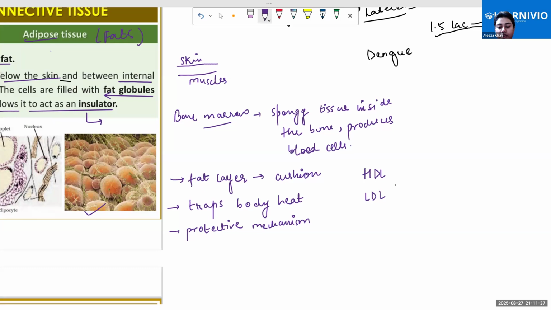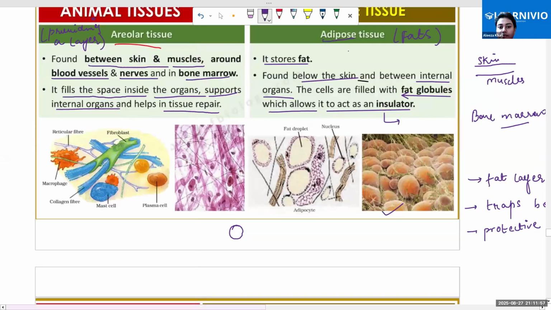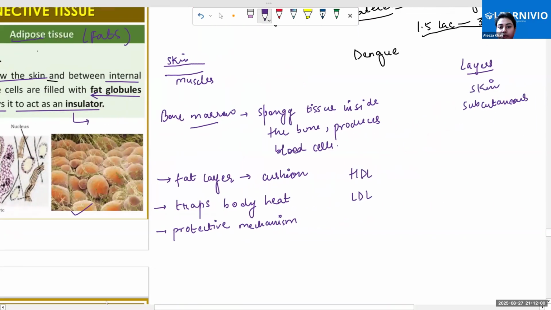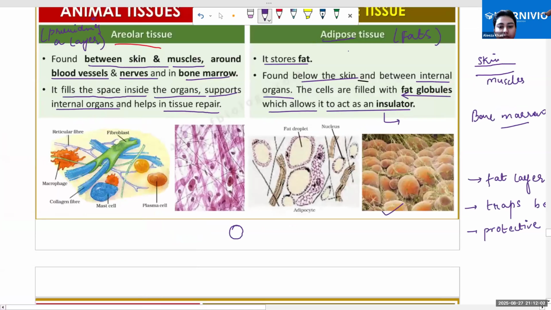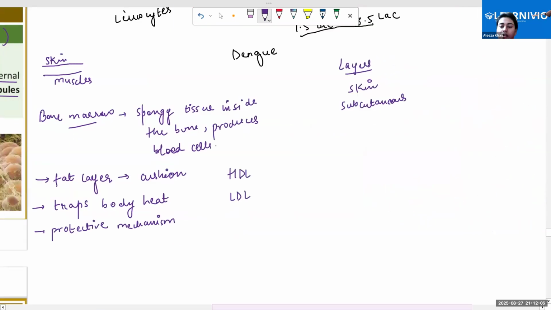Done. So I was talking about the layers. Okay. So layers could be skin. Below the skin you have the subcutaneous fat layer. Okay. Then you have the fascia.